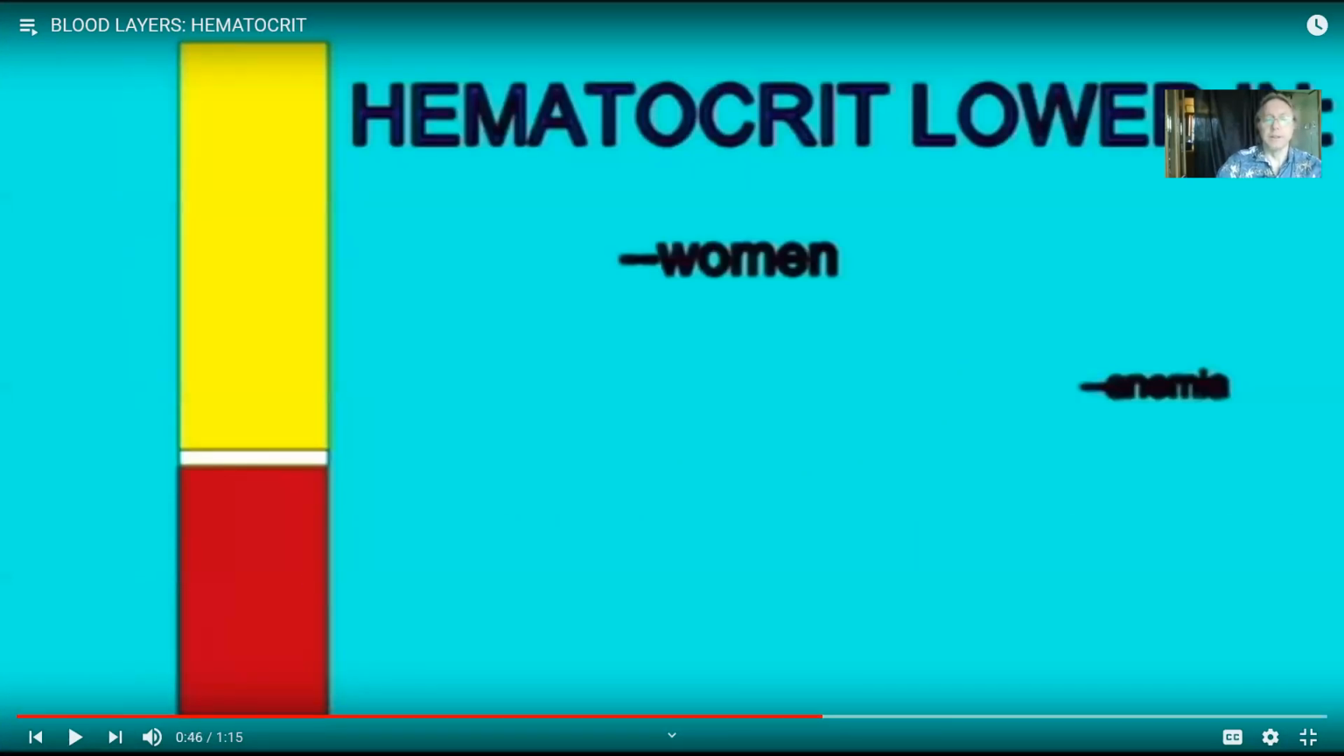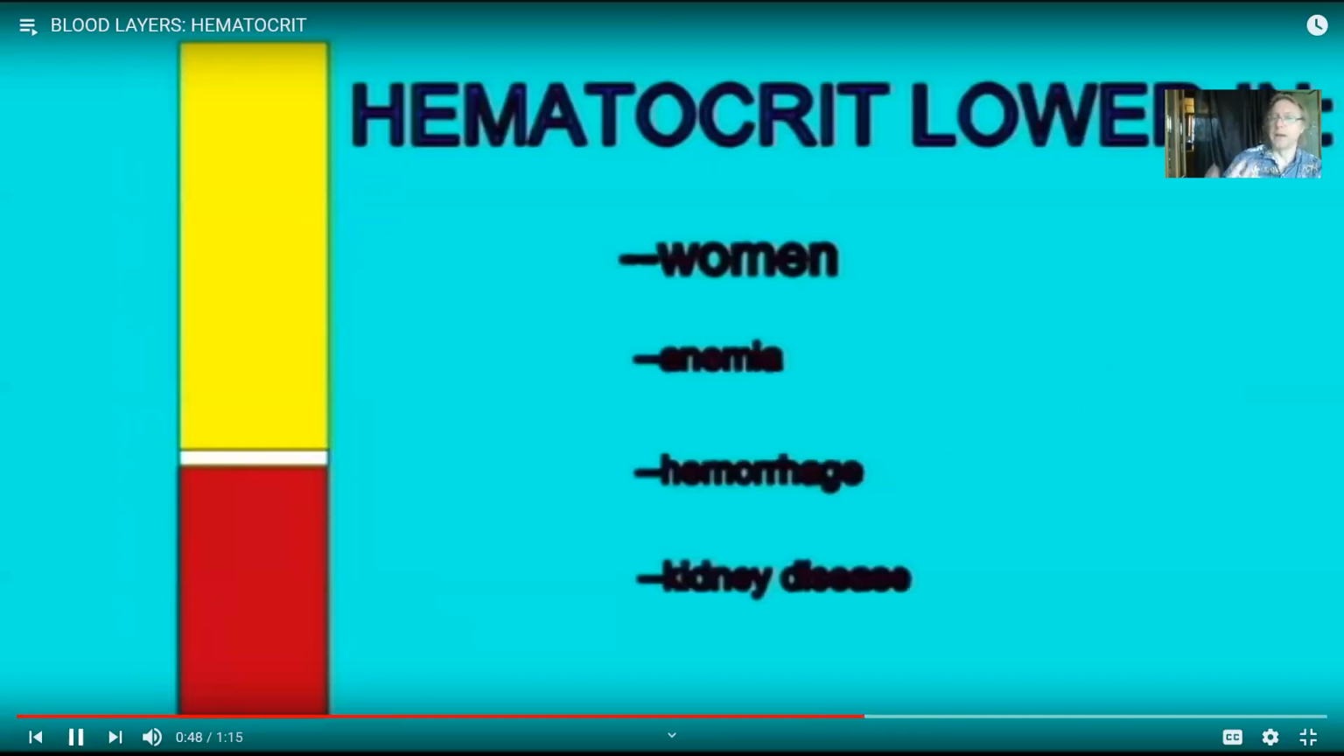Hematocrit could be lower than average in women, and in patients who have undergone hemorrhage, or have anemia, maybe they don't have enough iron in their diet to make hemoglobin, or kidney disease, given that kidneys are where erythropoietin is produced.